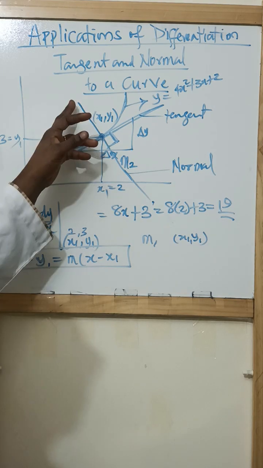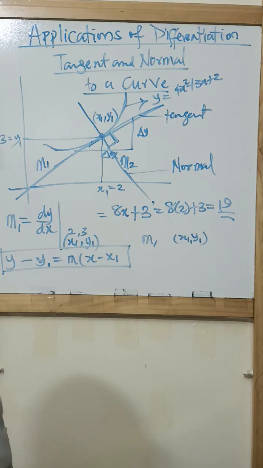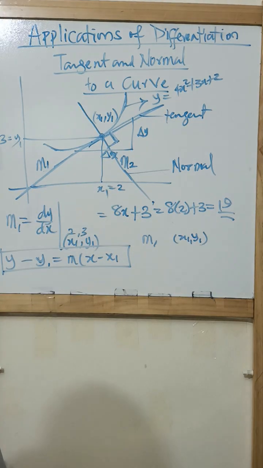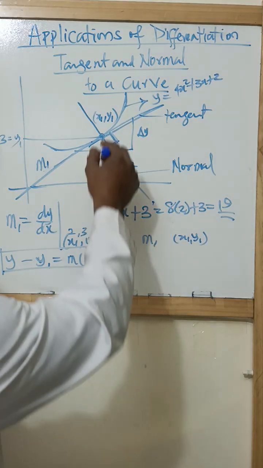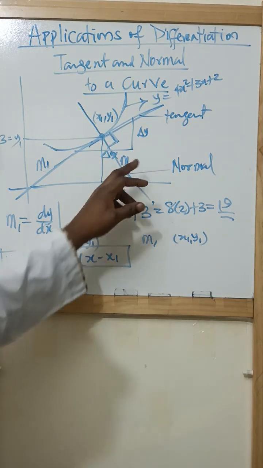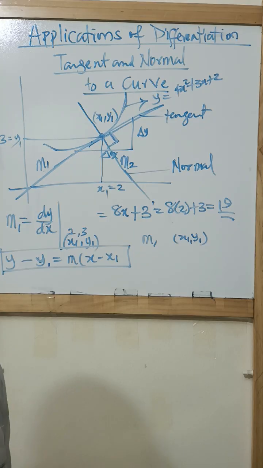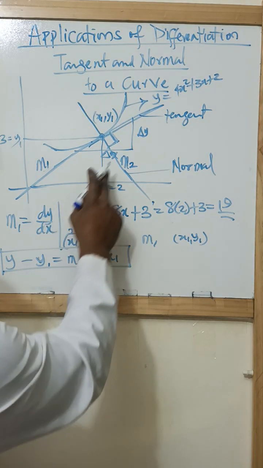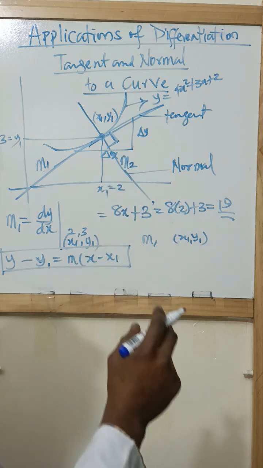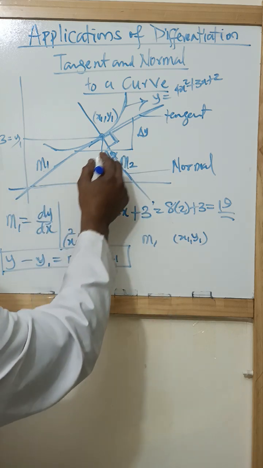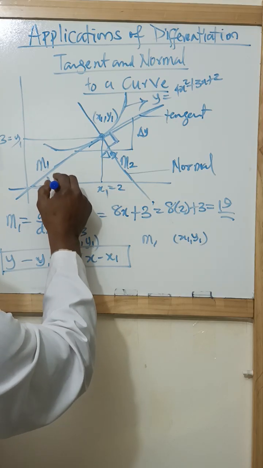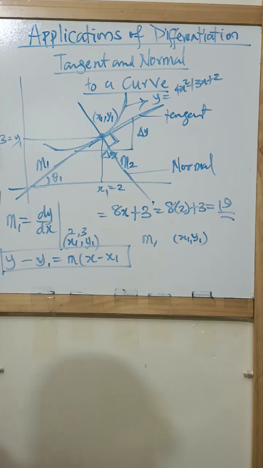We can also find the equation of this normal, given the gradient and one point. They are passing through the same point, so we can get it once we know the gradient m2. So how do we get m2? If you look at this very well, you will see that this is M1, and let's say this is theta 1.